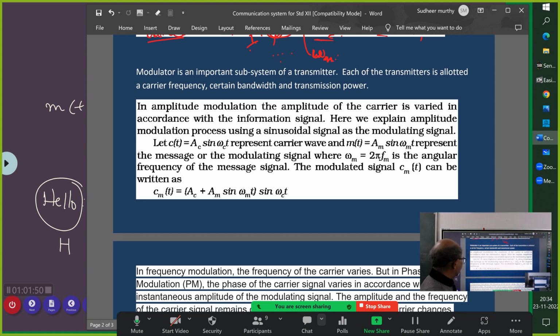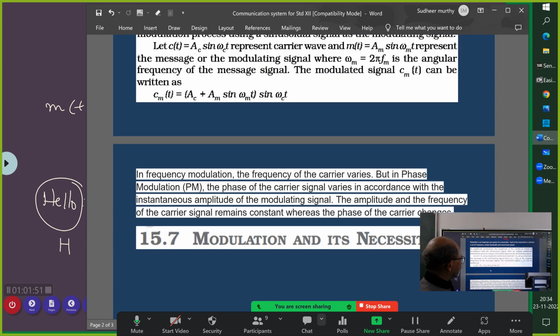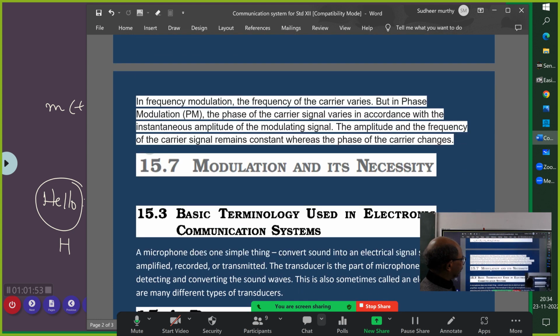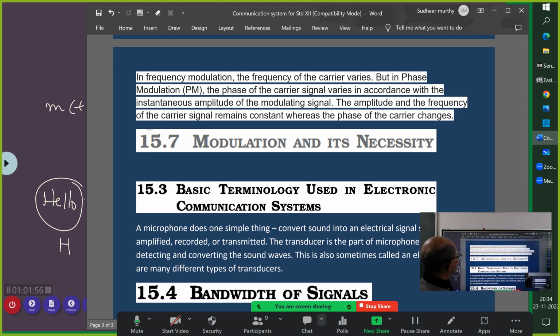So now let me answer my good friend Adil's question. Right, Mr. Adil. In frequency modulation, the frequency of the carrier varies, but in phase modulation, the phase of the carrier varies in accordance with the instantaneous amplitude of the modulating signal. That is important; I missed out the word. The amplitude and frequency of the carrier signal remain constant, whereas the phase of the carrier changes. Correct? Got it?